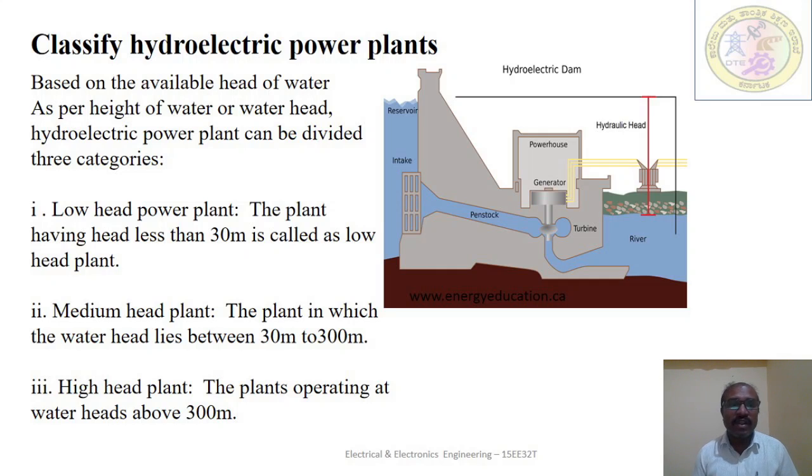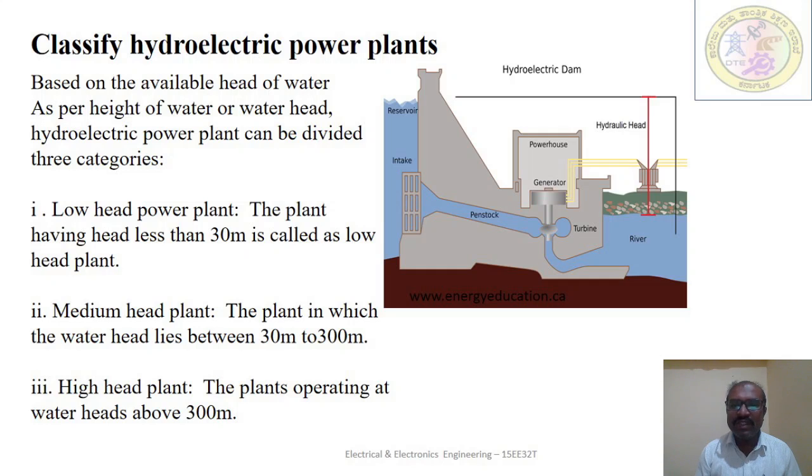What does the head of water mean? As per the height of water or water head, hydropower plants can be divided into three categories. In this diagram, we can see the hydraulic head, which is marked with the red vertical mark.